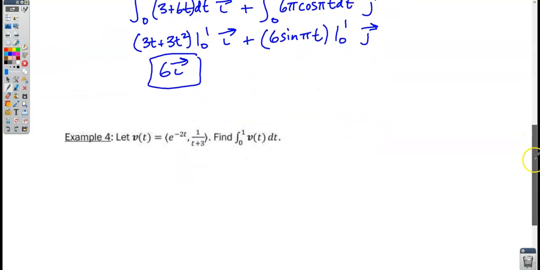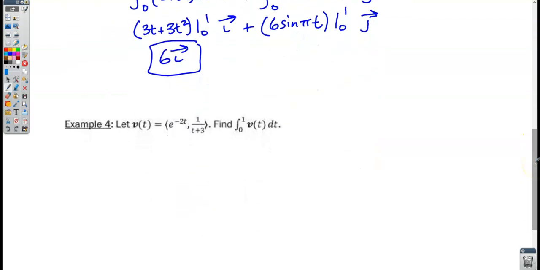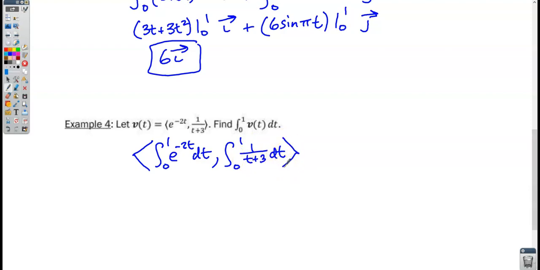All right. Last example, example 4. We're going to take the vector v of t. We've got it in component form this time, so we're going to go ahead and write it in component form. So we've got the component integral from 0 to 1 of e to the negative 2t dt, and then the other component is going to be the integral from 0 to 1 of 1 over t plus 3. And now we just need to find the antiderivatives of those. The antiderivative of e to the negative 2t is negative 1/2 e to the negative 2t, which we're going to evaluate from 0 to 1.